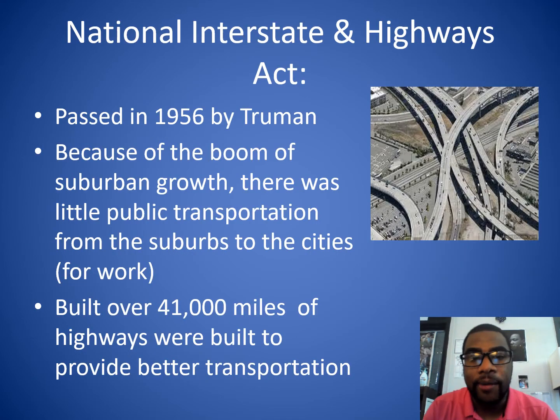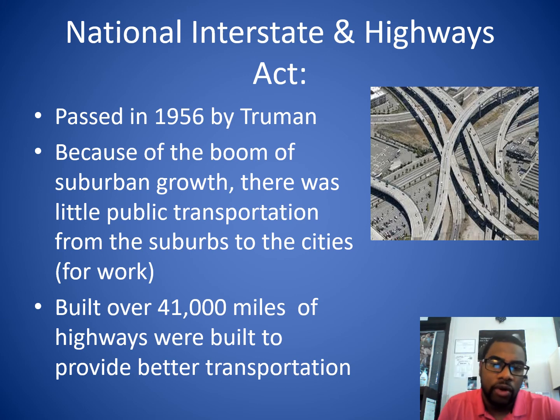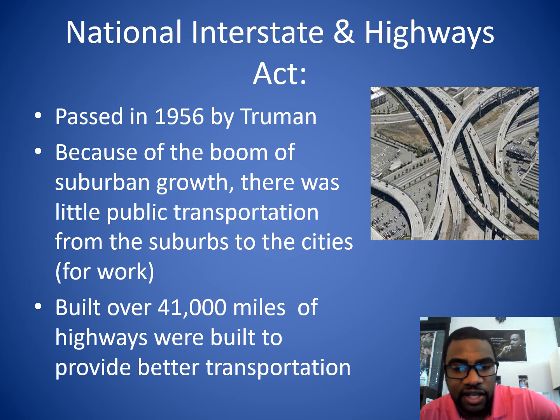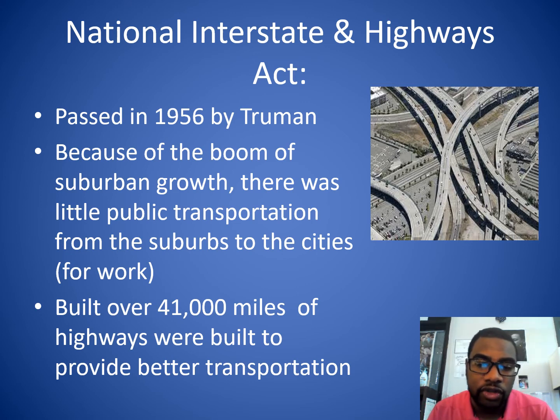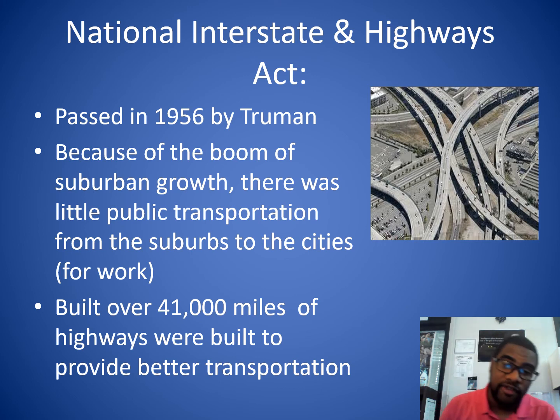National Interstate and Defense Highway Act. This was passed in 1956. Because of the boom of suburban growth, there was little public transportation from the suburbs to the cities for work. So over 41,000 miles of highways were built to provide better transportation. This is basically the interstate system that we now know as 285, 20, 85, 75, and so forth.